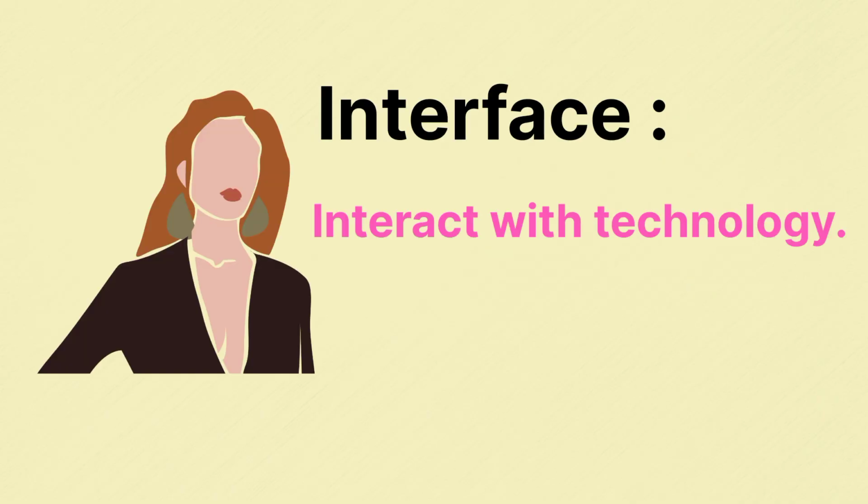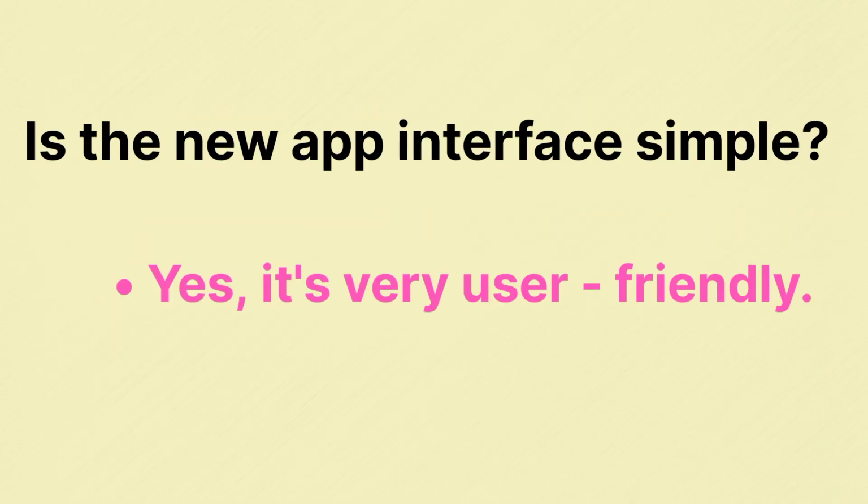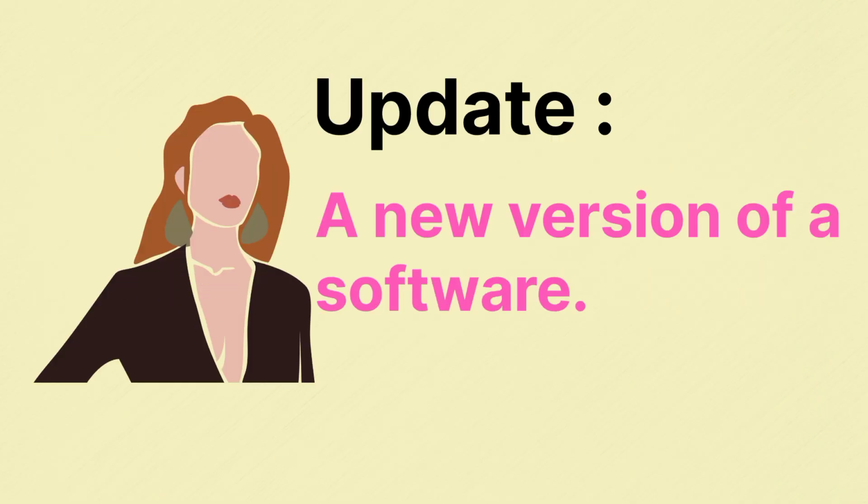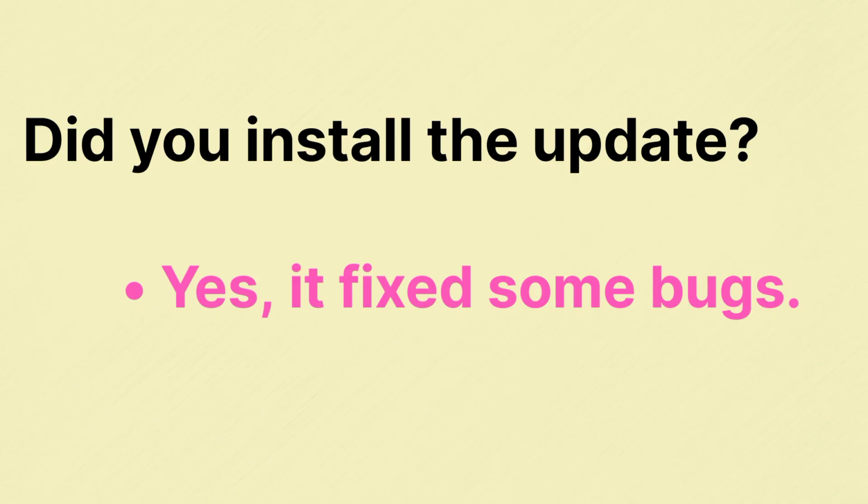Interface. The way you interact with technology is known as interface. For example, is the new app interface simple? Yes, it's very user friendly. Update. It is a new version of a software. For example, did you install the update? Yes, it fixed some bugs.